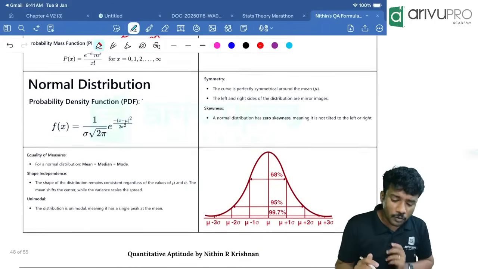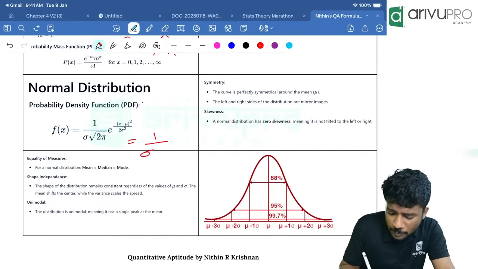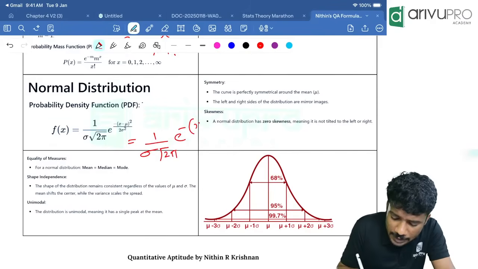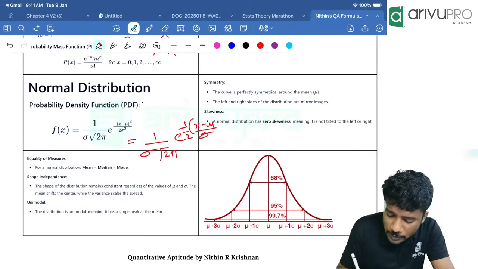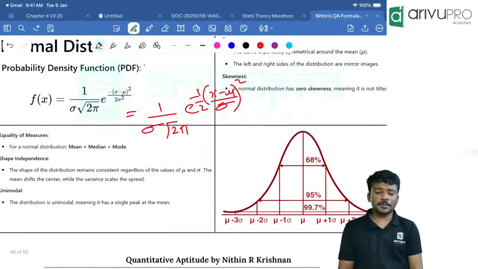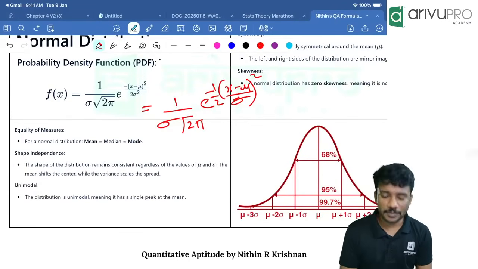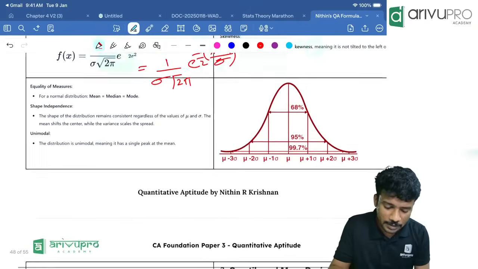Then normal distribution, we have a formula. You can write it as 1 divided by sigma root 2 pi, e raised to minus 1 by 2 into ((x minus mu) divided by sigma) the whole squared. How many parameters are there in a normal distribution? There are 2 parameters. Remember that. This is a normal curve.